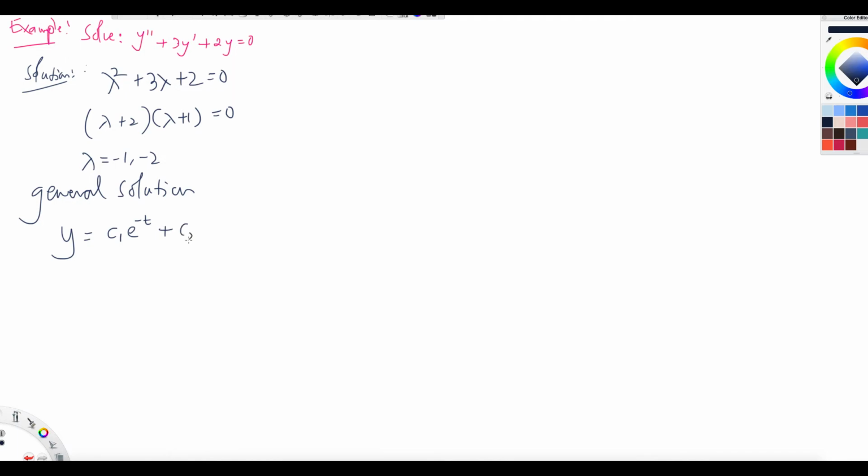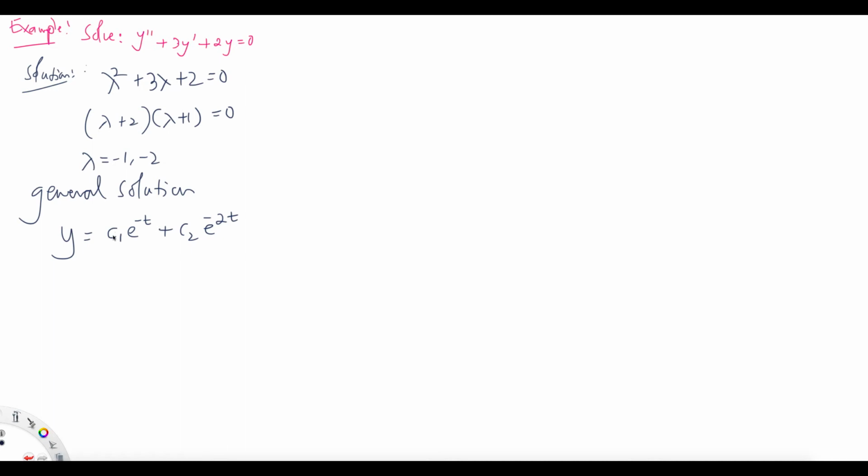And then plus c2 e to the negative 2t. That is basically the solution, okay? That is the general solution of the given equation. Now, the question is asking, so this is question number 2 from your book, okay? The question is also asking to write the solution in the form of a system of linear ODEs.